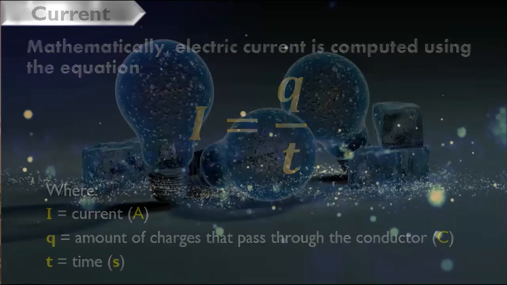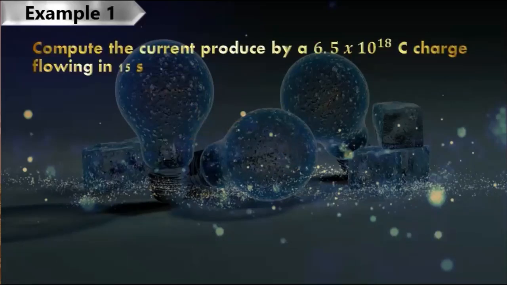Let's solve example number 1. Compute the current produced by a 6.5 times 10 raised to the power of 18 coulombs charge flowing in 15 seconds. Input the given and what is being asked in the problem.